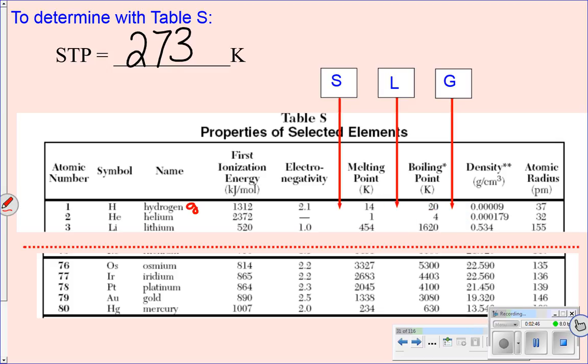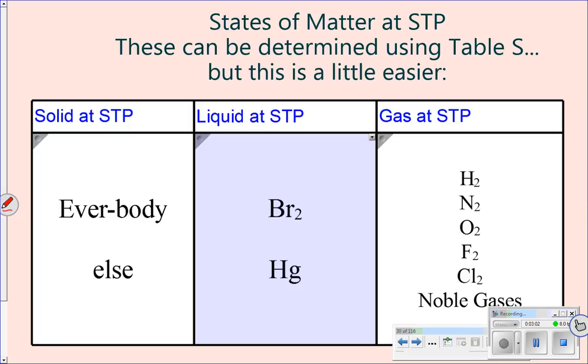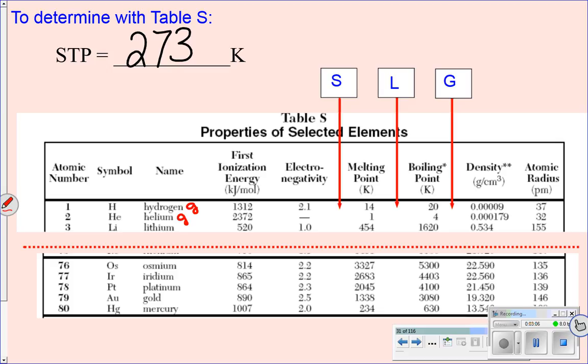I'll just write a little G there for a minute so we can keep track of what we're doing. Helium, we got a melting point of 1, a boiling point of 4. Those are also low. Again, 273 is going to fall over here in this gaseous range. We would expect helium to be a gas at STP. Both of those agree with what I told you right here and what you would see if you looked at the coded periodic table in my room.